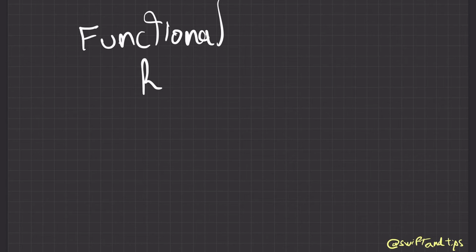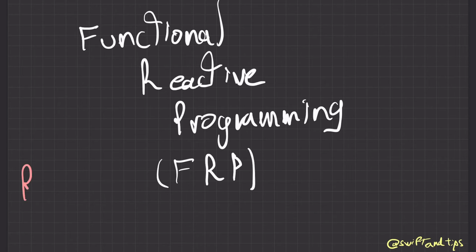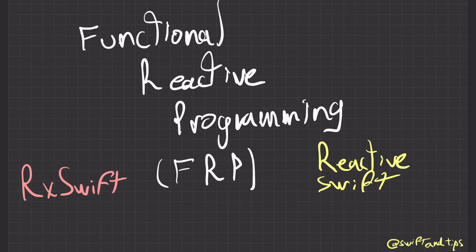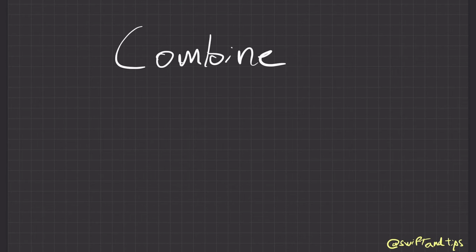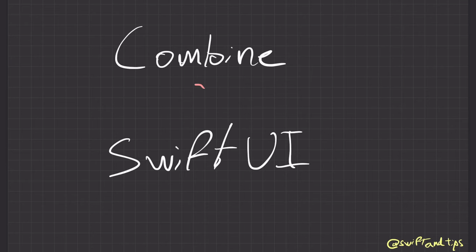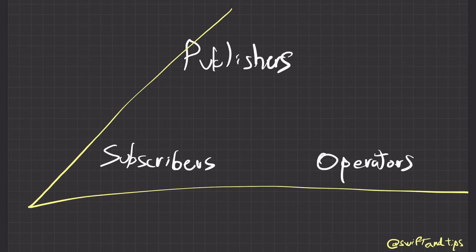Combine is also applying something called Functional Reactive Programming, or FRP for short. Combine is not the first framework using this paradigm. For many years, devs have used RxSwift or ReactiveSwift to reach that. However, Combine is a first-party framework, which means Apple gives full support for it, and it is also well integrated with SwiftUI. Combine makes use of three concepts: publishers, subscribers, and operators.